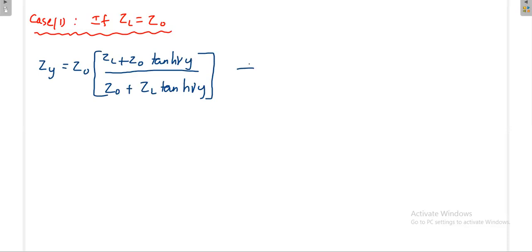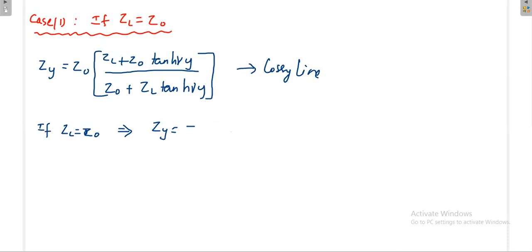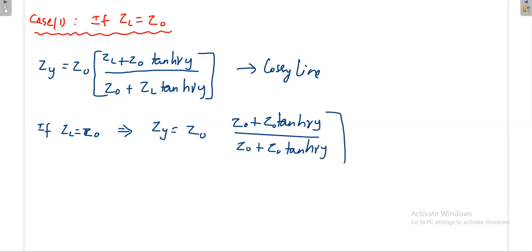Here if you substitute ZL equal to Z naught, then ZY is equal to Z naught, Z naught plus Z naught tanh gamma Y, divided by Z naught plus Z naught tanh gamma Y. Both the numerator and denominator are the same. Finally, you are getting Z naught.